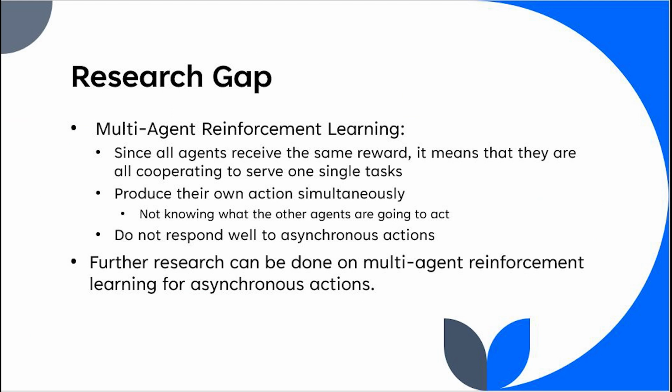So after explaining what multi-agent reinforcement learning is, we know that all agents receive the same reward. It means that they are all cooperating to serve one single task. However, all agents will produce their own action simultaneously, not knowing what the other agents are going to do. Hence, they have no idea what the other agents are doing. This shows that independent multi-agent reinforcement learning does not respond well to asynchronous actions. Multi-agent reinforcement learning methods to date do not work too well handling asynchronous methods. Hence, further research can be done on multi-agent reinforcement learning for asynchronous actions.